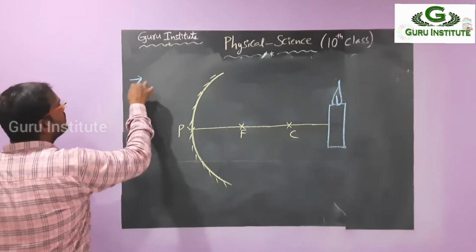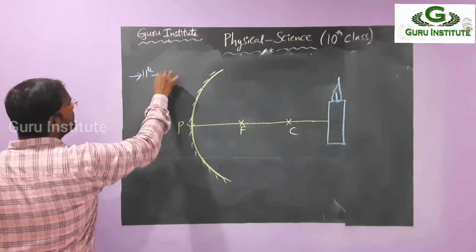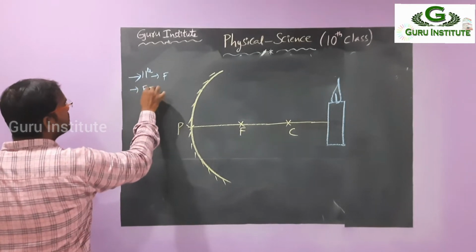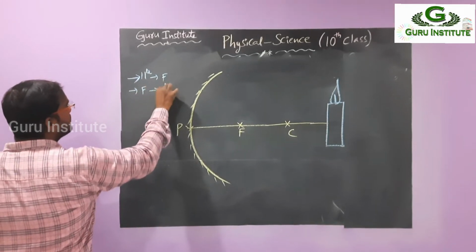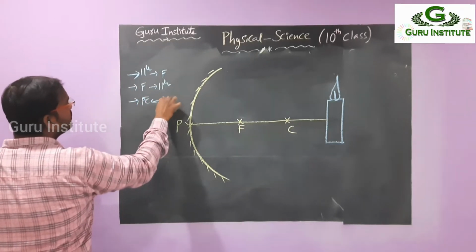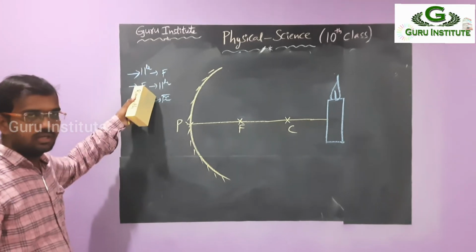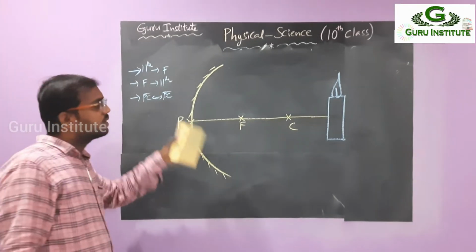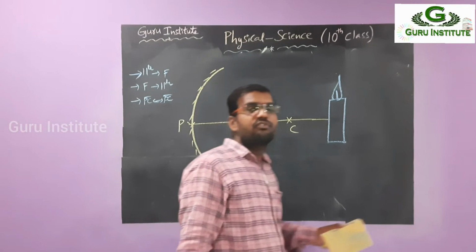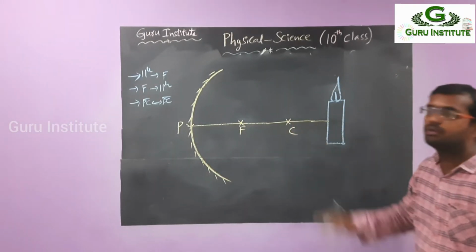What are the three rules? First, parallel to the principal axis, passing through the focus. Second, passing through the focus, parallel to the principal axis. Third, the principal axis only. So these three we have to apply here. Maximum we have to apply the first two only, not the third one. Wherever the reflected rays meet, at that point the image of this candle will be formed.